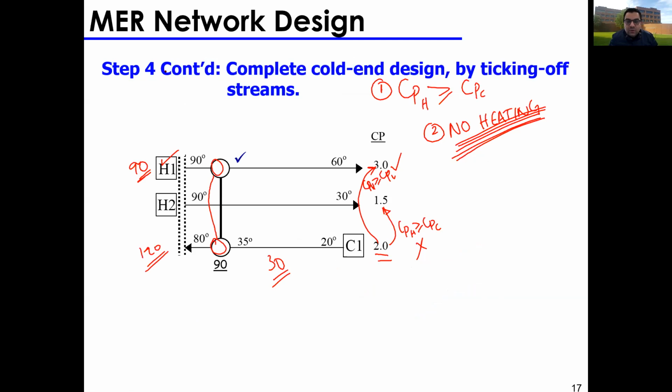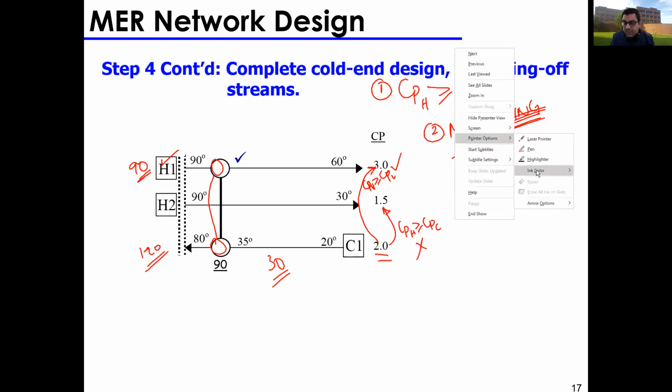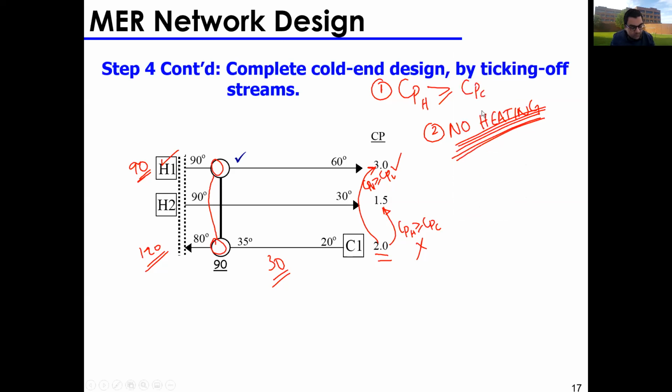Let me just pause for a second and have a look. Okay, let's go back to this example. We're talking about connecting our cold streams to our hot streams below the pinch, and we said two rules apply. First one, CP hot has to be greater than or equal to CP cold. And the second one is that I can't have any heating below the pinch. So these are two very important rules.